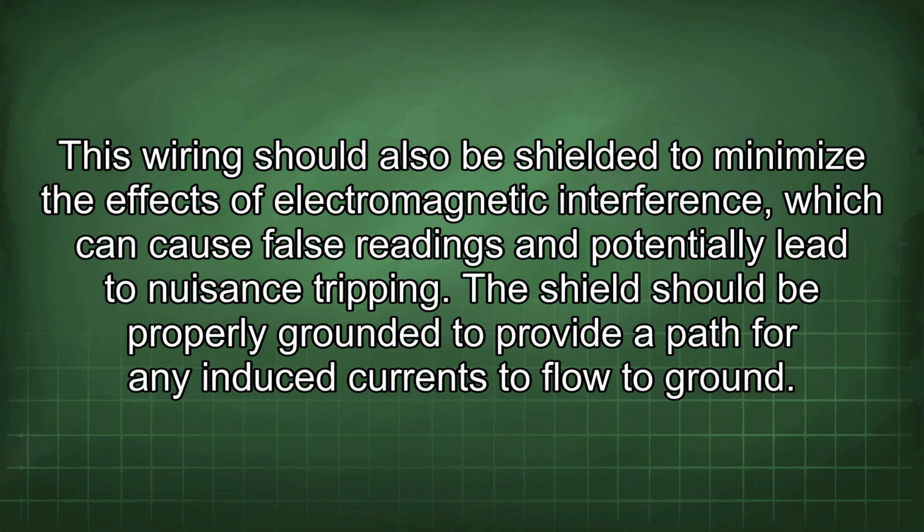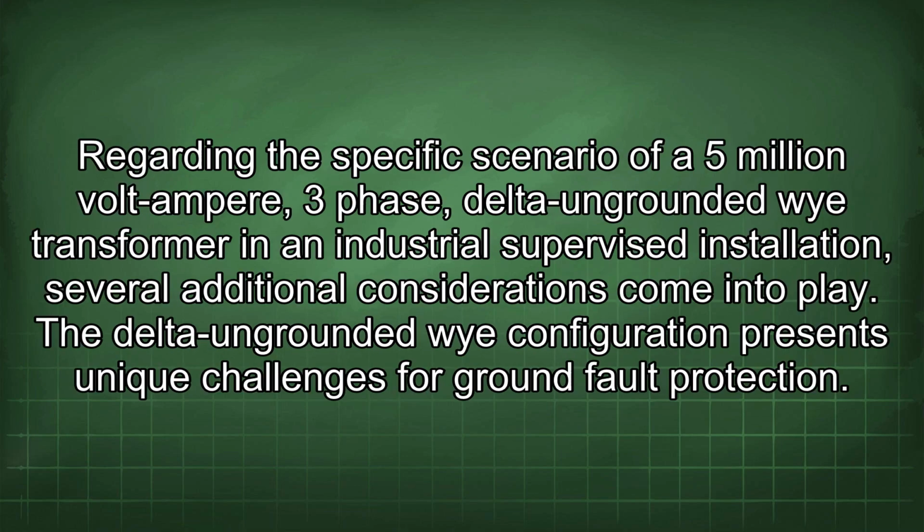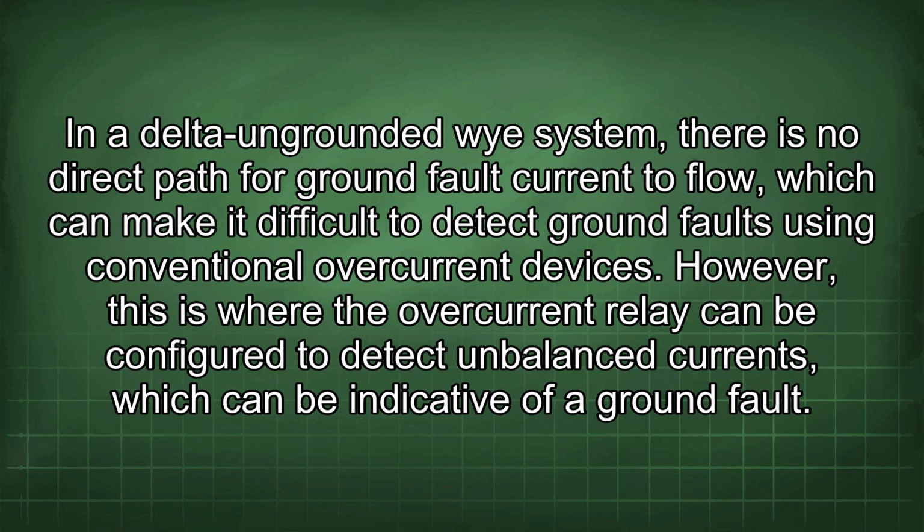Regarding the specific scenario of a 5 MVA, 3-phase, delta ungrounded-wye transformer in an industrial supervised installation, several additional considerations come into play. The delta ungrounded-wye configuration presents unique challenges for ground fault protection. In a delta ungrounded-wye system, there is no direct path for ground fault current to flow, which can make it difficult to detect ground faults using conventional overcurrent devices. However, the overcurrent relay can be configured to detect unbalanced currents, which can be indicative of a ground fault.